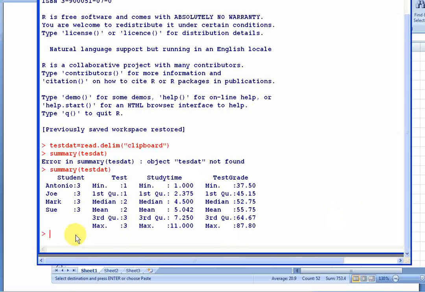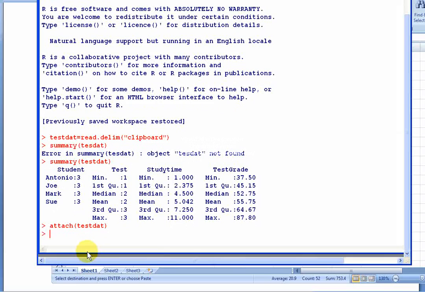Let's see what happens. So testreg1 equals lm. Our dependent variable is test grade. Oh, before we do that, let me attach the data. Attach testdat. Okay, now it'll be easier for us to run a regression.